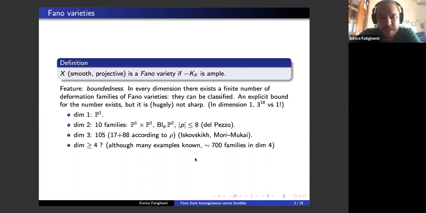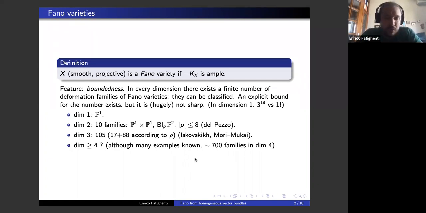If we move to dimension 3, we have 105 families, and the classification was done by many people: Fano himself, and then later on Iskovskikh and Mori–Mukai. I always like to subdivide them as 17 plus 88 according to their Picard rank. So 17 are prime, which means the Picard rank is equal to 1, and 88 are non-prime, so the Picard rank is higher. The reason for proposing this subdivision is that the classification methods are very different a priori for the 17 and the 88.